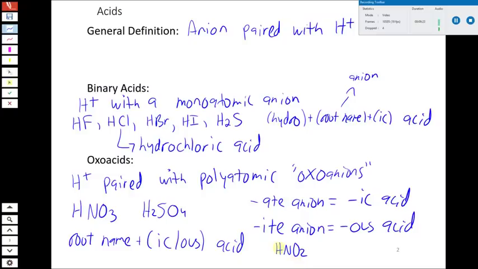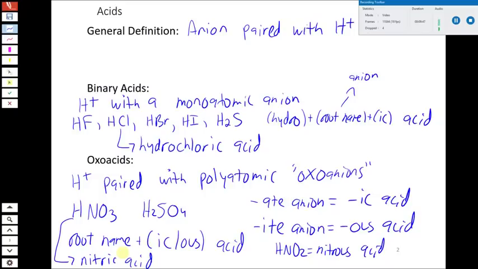And then, because this is nitrite, this would be nitrous acid. So you have that difference illustrated there. This one I'll draw down here is nitric acid. So again, the ending IC or OUS tells you whether the anion is an ate ending or an ite ending. All right, so that's how we name acids.